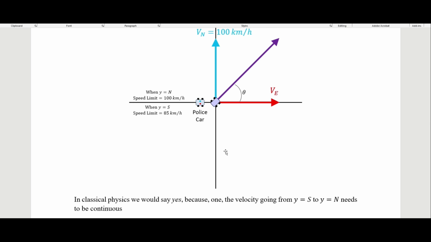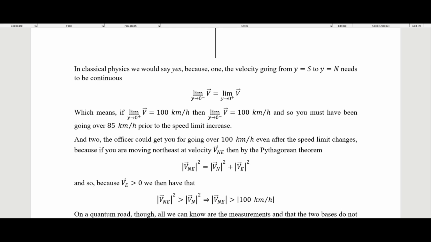And so, just thinking about that intuitively, if you were moving perfectly north and right at this line you were going 100 kilometers per hour, then you would know that, some tiny amount just before that line, it could not have been 85 kilometers per hour, because then there would be a discontinuity in your velocity, that you would be going 85 kilometers per hour and then instantaneously jump to 100 kilometers per hour. And so that's what I'm saying right here.